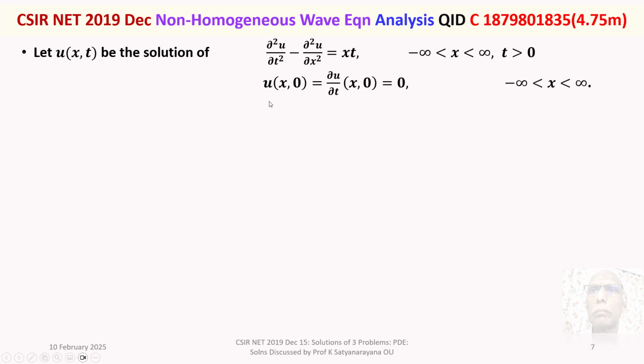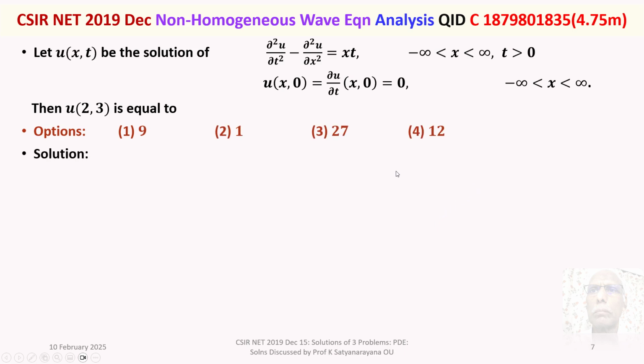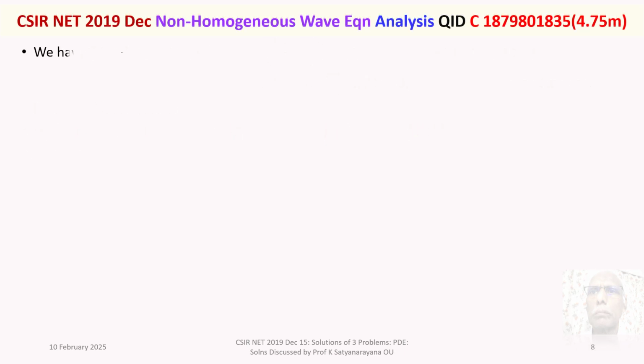And given the initial conditions, u(x, 0) = ∂u/∂t(x, 0) = 0, x belongs to the open interval minus infinity to plus infinity. Then u at (2, 3) is to be evaluated. We are given 4 options. These are the 4 options. Let's now discuss the solution of the problem in detail in the next slide.